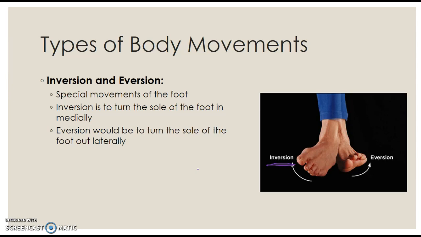And then eversion would be the total opposite. So your big toe would be going towards the ground and the sole of the foot would be turned out laterally. So if you ever get confused about those, just remember that inversion is how a lot of ankle sprains occur. Once you do that natural motion of spraining your ankle, that one we all hate, you're going to be like, oh yeah, that's inversion.